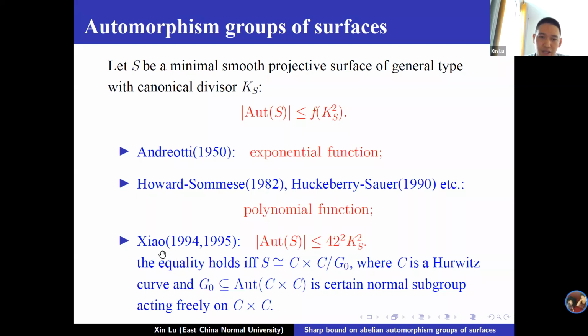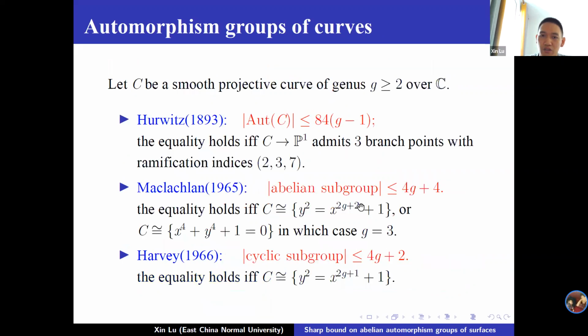That is, he also gave a characterization of the equality. So if S admits an automorphism group of maximal order, then the surface S should be somehow C times C, the self product of a curve C. Here C is a Hurwitz curve. By Hurwitz curve we just mean that C is an algebraic curve which admits an automorphism group of maximal order, that is, when the curve has the maximal order of automorphism group.